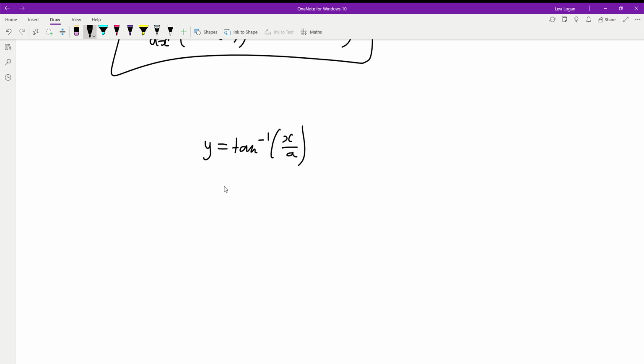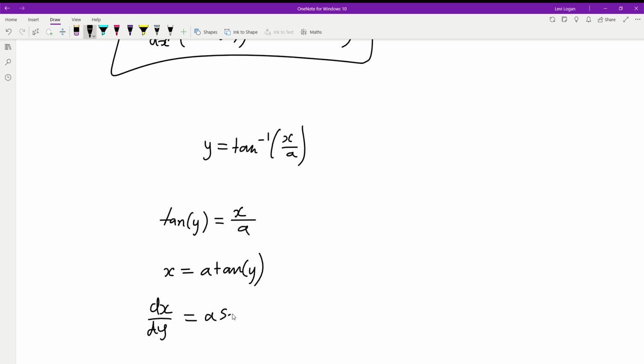But yeah. So, tan both sides. So tan of y gives me x on a. Multiply both sides by a. x is equal to a tan y. dx/dy is going to be a sec squared of y. So that means dy/dx is 1 on a sec squared of y.